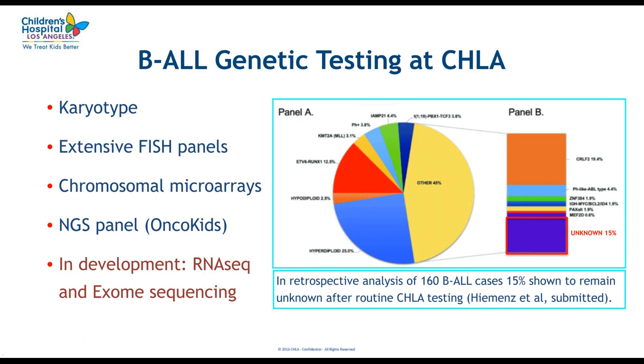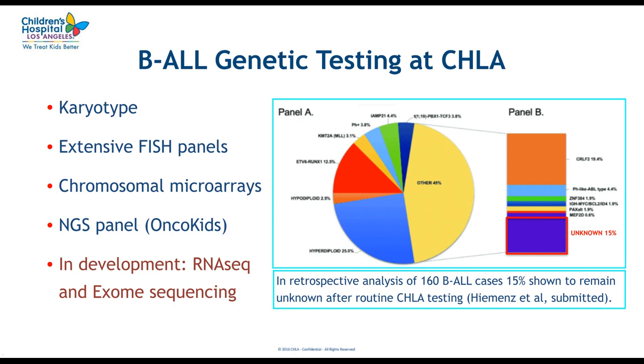So to address these new needs in genetic testing for pediatric leukemias, at our laboratory at CHLA, we implemented multimodal testing that, in addition to routinely using karyotype and extensive FISH panels, also uses routinely chromosomal microarrays and our custom next-generation sequencing panel that we call OncoKids, which was especially designed for pediatric cancers, including pediatric hematologic malignancies.